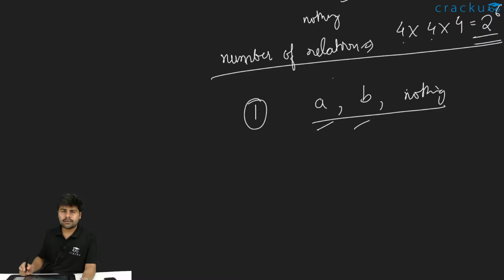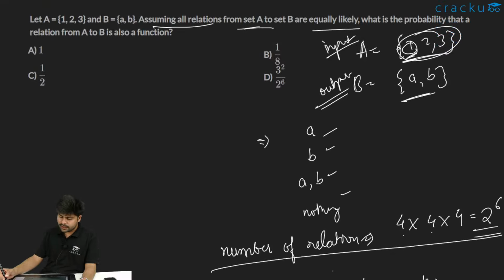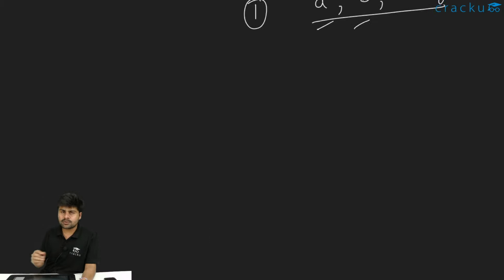The third one can take A, B or nothing. So this is how we will define a function, but it will never be able to take both, right? So if we need to define a relation from A to B that is also a function, what are the different possible combinations?